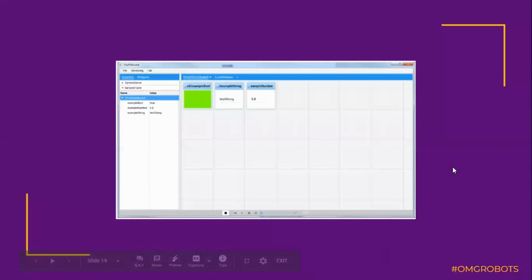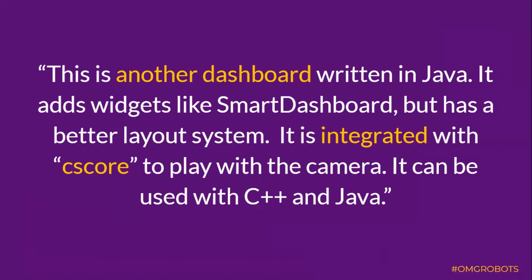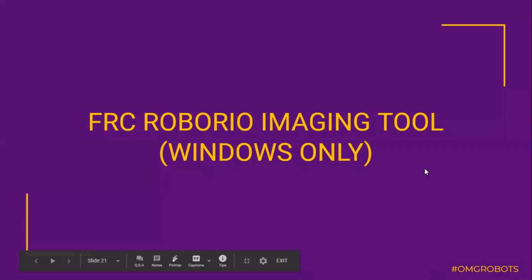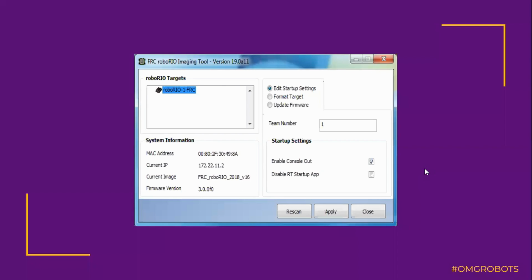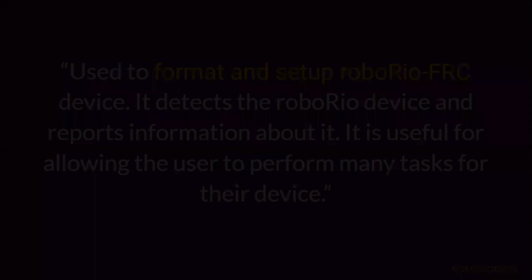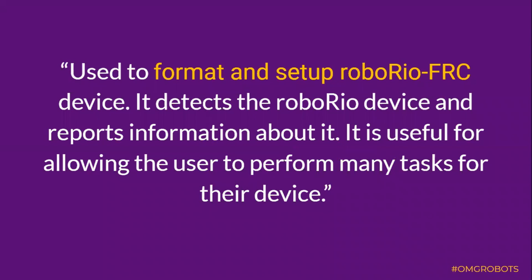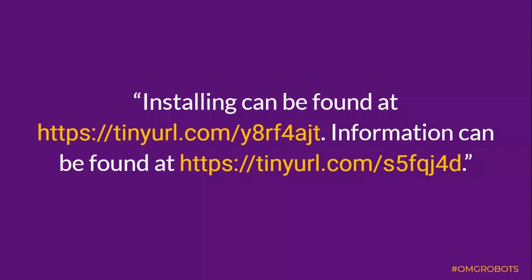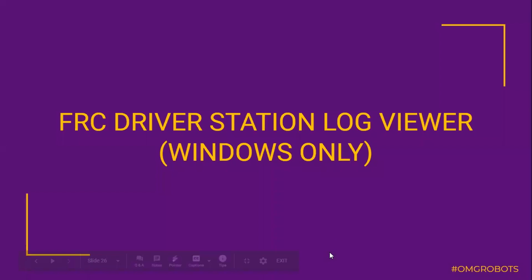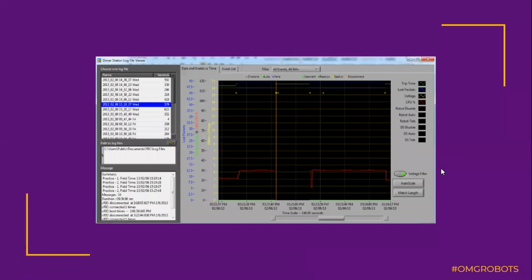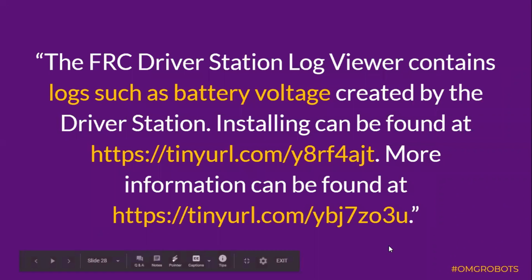Shuffleboard has a better layout system than SmartDashboard, but it uses the same concept of widgets. Another tool is the roboRIO Imaging Tool, which is used for detecting the roboRIO device and reporting information about it. The FRC Driver Station Log Viewer is powered by the Driver Station, and it contains logs such as battery voltage.